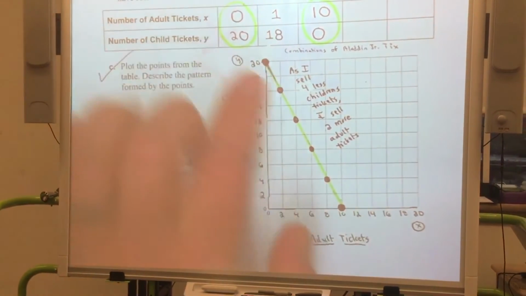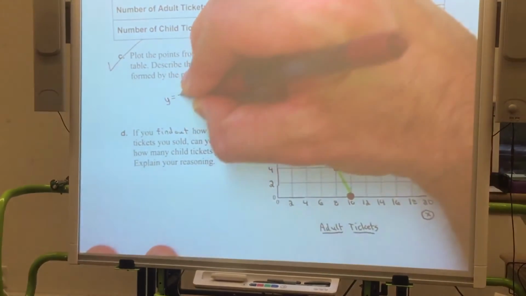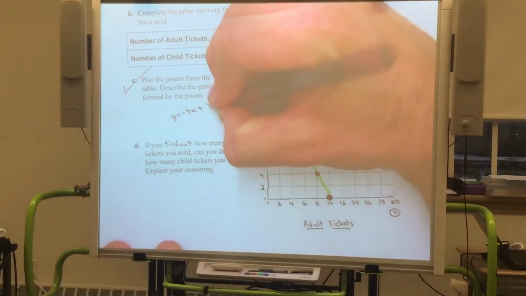You can find slope. The slope-intercept form, by the way, then would be y equals negative 4x plus 20.